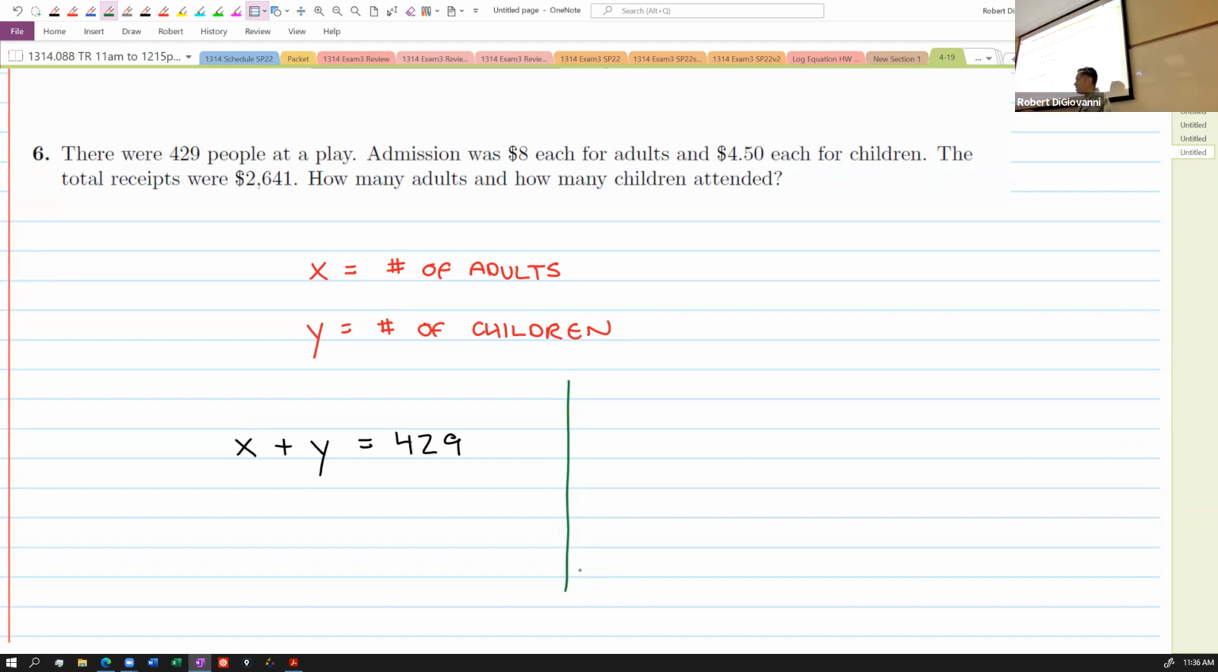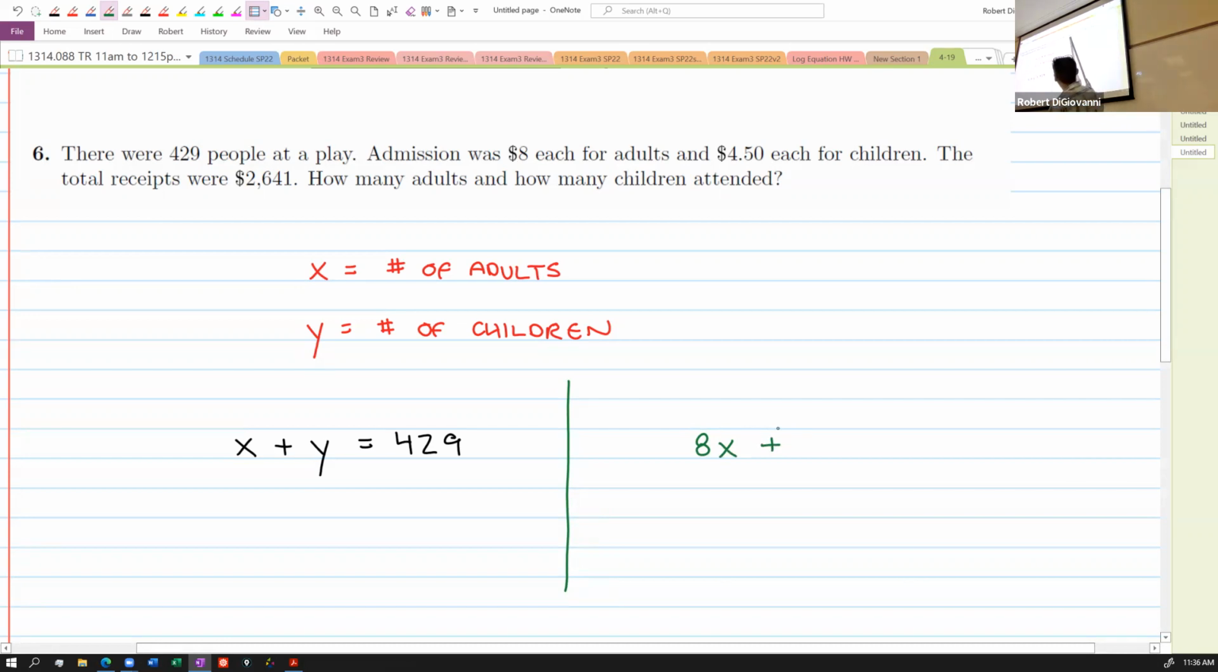So what if we had X adults? How much would we have? If we have 10 adults, it's 8 times 10, right? We have 20 adults, it's 8 times 20. If we have X adults, it's 8X, right? So we know that the admission we get from the adults is 8X. But then we have to add to that the admission from the kids, right?